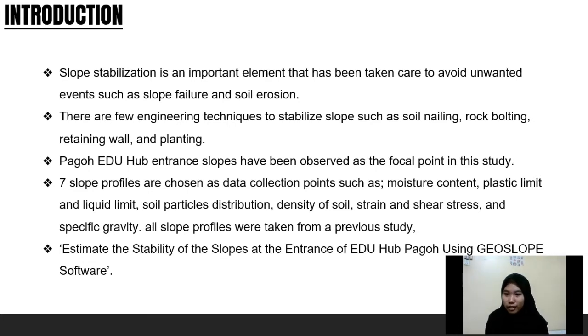We focus on the Pagoh hub's entrance slopes. We observed 7 slope profiles, mainly consisting of vetiver grass soils, cowgrass soils, and unrooted soil. We focus on the moisture content, plastic limit, and liquid limit, which are the Atterberg limits, and also soil particle distribution, density of soil, strength and shear stress, and specific gravity. All the slope profiles and a few data were taken from previous studies, which estimated the stability of slopes at the entrance of Pagoh using GeoSlope software.